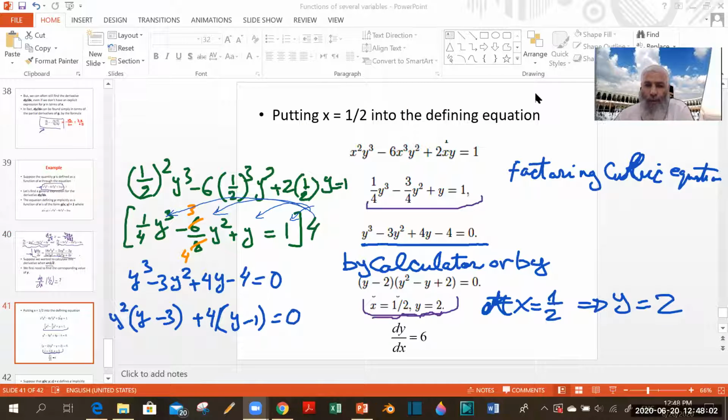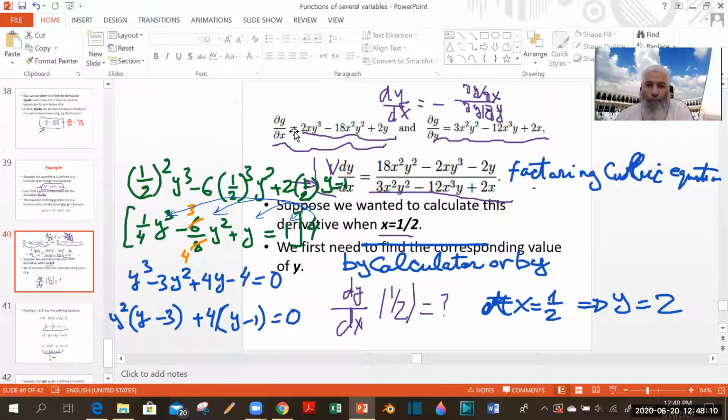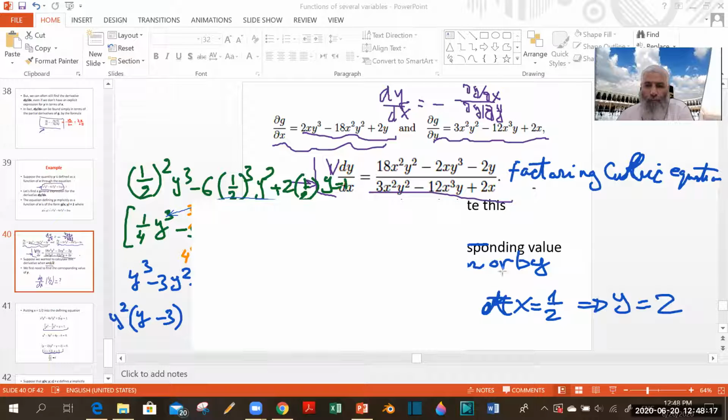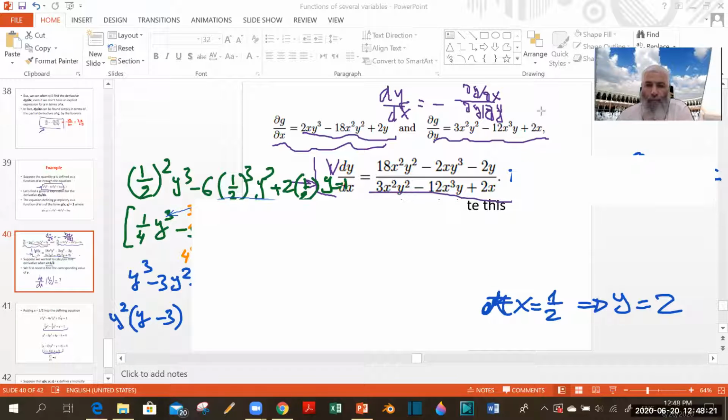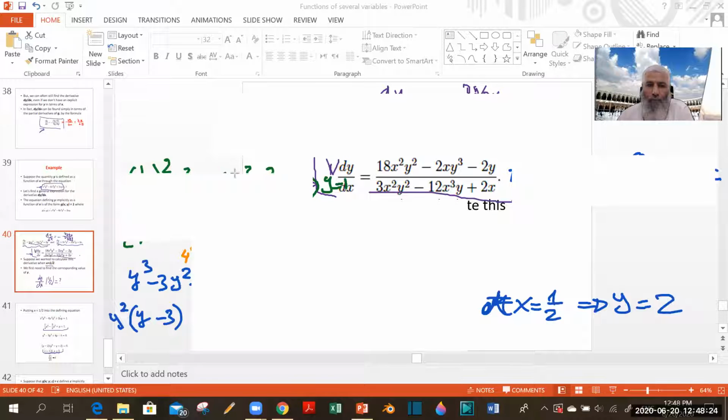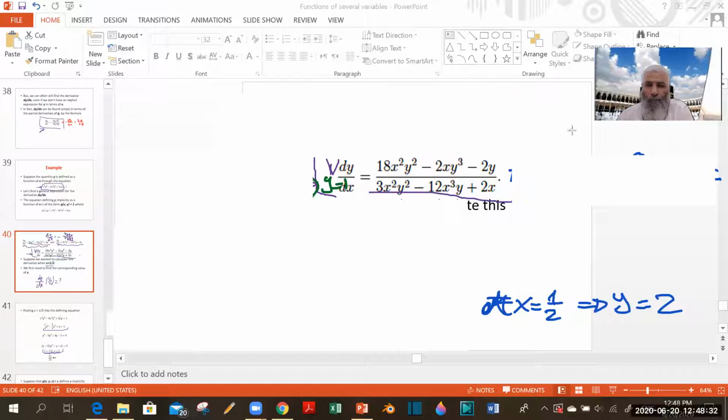Let's try it. We'll do it. At x equals 1/2, y equals 2. So we'll substitute here.